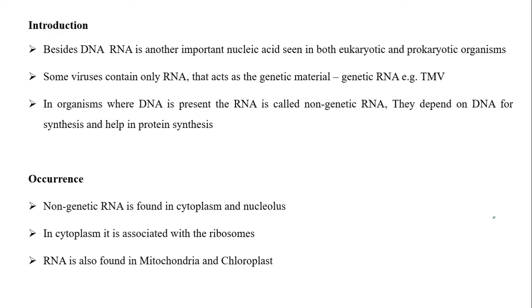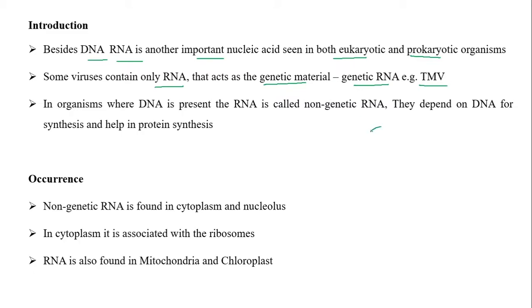Let us study about the ribonucleic acid or the RNA. Besides DNA, RNA is another important nucleic acid seen both in eukaryotic and prokaryotic organisms. In some viruses, only RNA is seen, and this acts as a genetic material. Such RNA is called the genetic RNA. Example, the tobacco mosaic virus.